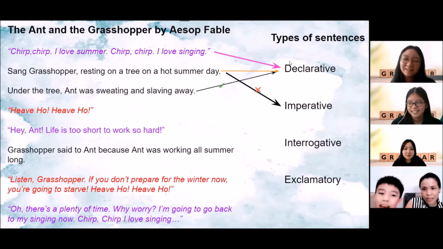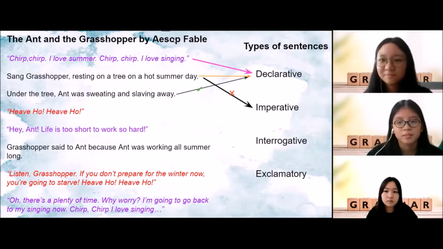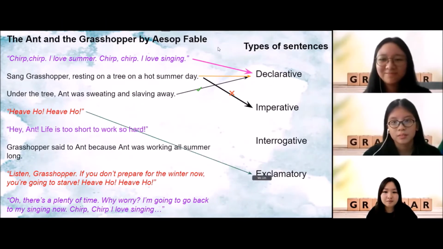Because it has strong feelings. Strong feelings. Very good. Yes. And also the exclamation mark there. Not bad. Next person, Miss Charlene.